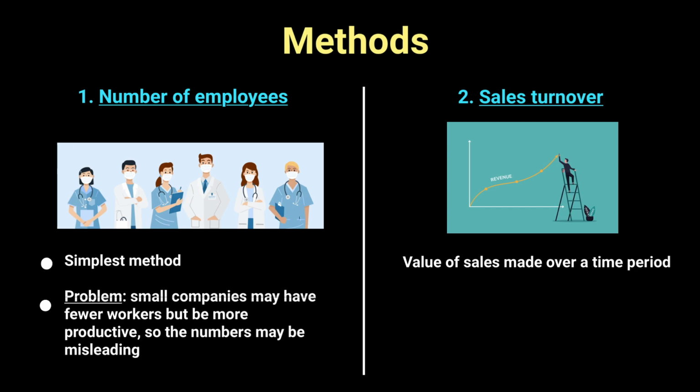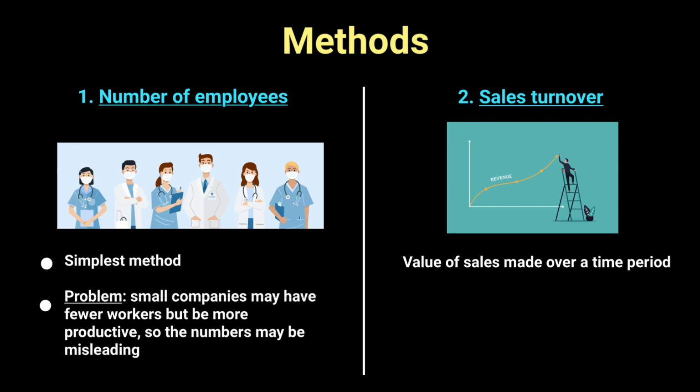As opposed to that, look at any IT or edtech or fintech company where you'll see that there's a relatively small number of people, but they're catering to a large number of customers. So that's something to look out for when you're using the method of number of employees. The second method is simply looking at the amount of sales that the two companies have made.